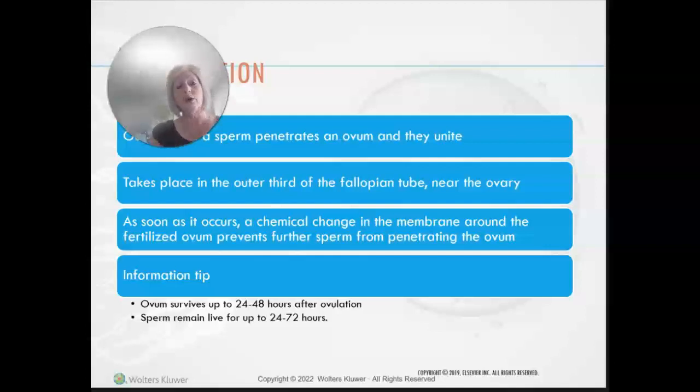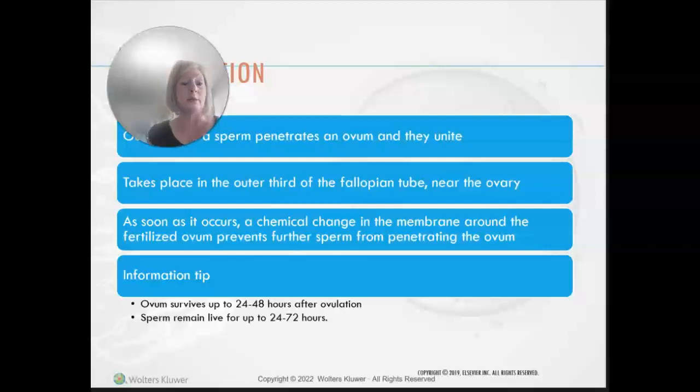So I want you guys to know that the ova, which is the female egg, can survive 24 to 48 hours after it ovulates. So let's say it ovulates on a Monday morning at 8 o'clock. It can be good until Wednesday morning at 8 o'clock. So it's got a 24 to 48 hour window there that it can have ovulation.